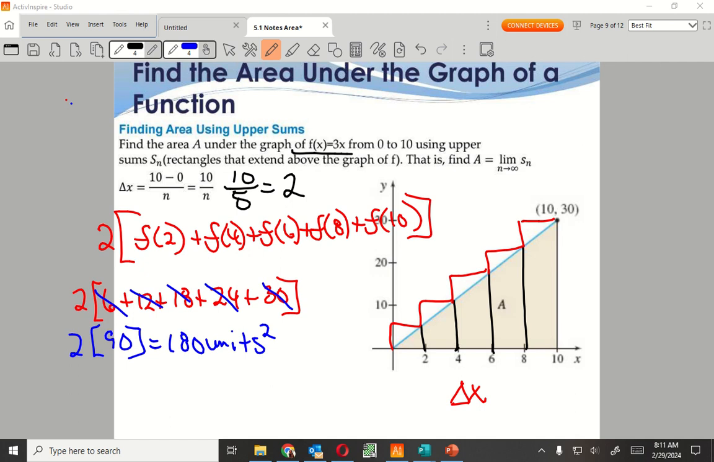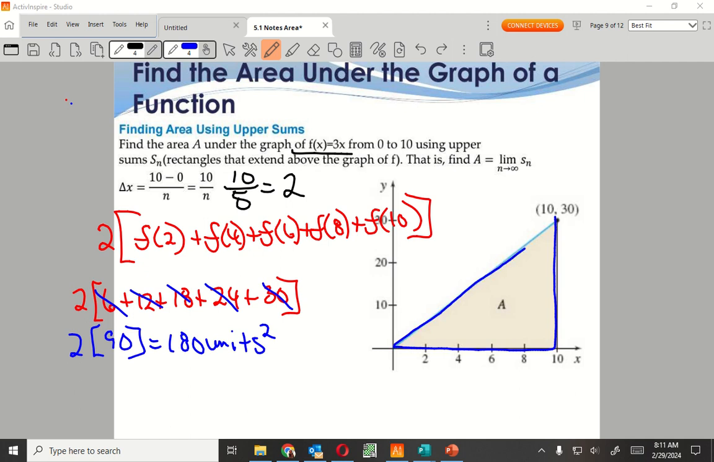Okay, let's pretend I was sitting in a geometry class yesterday, and we just learned what these shapes are. What shape is this thing right here? It's a right triangle. So how do I find the area of that? Area is 1/2 base, which is 10, times height.